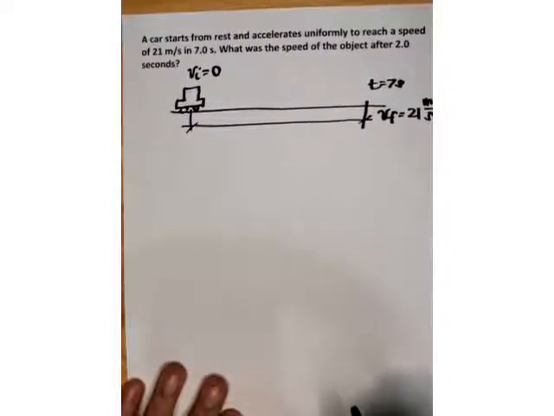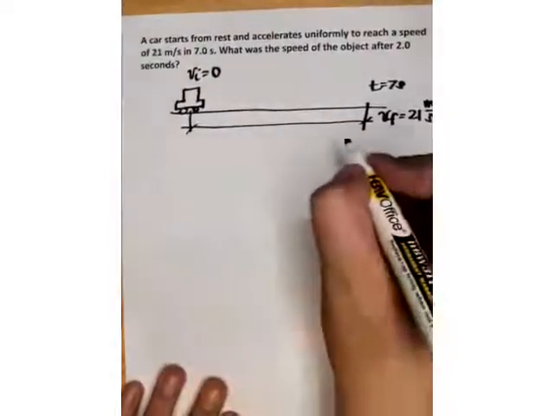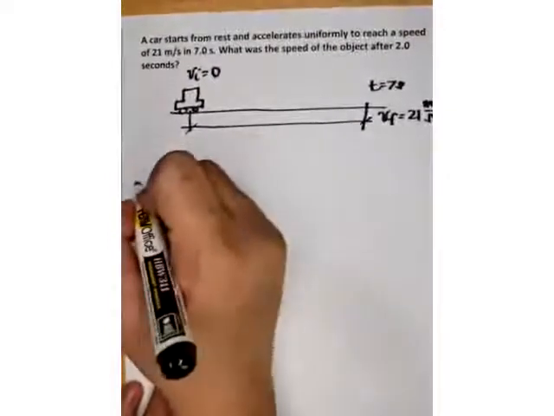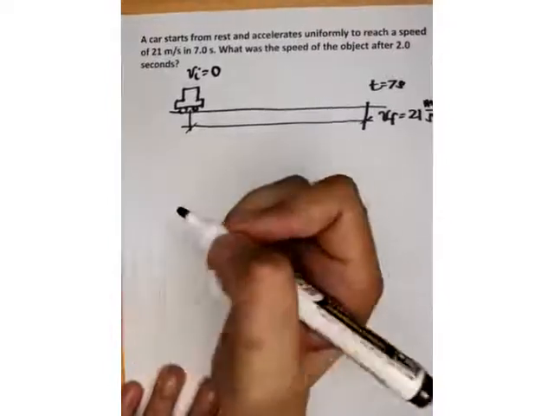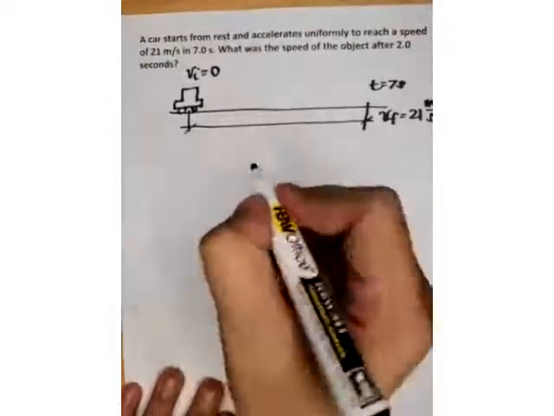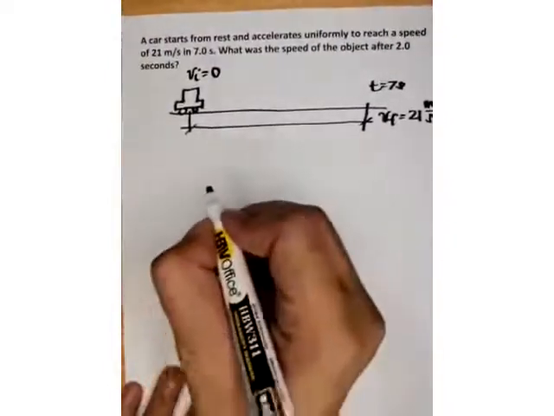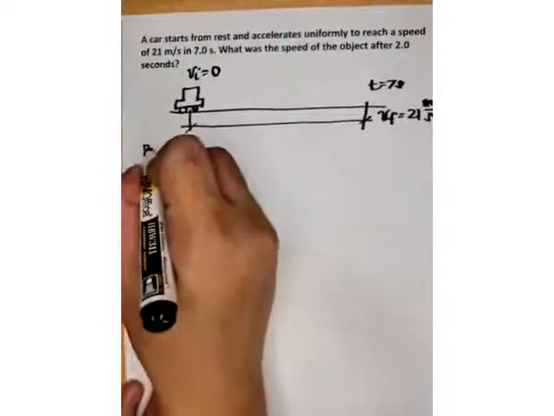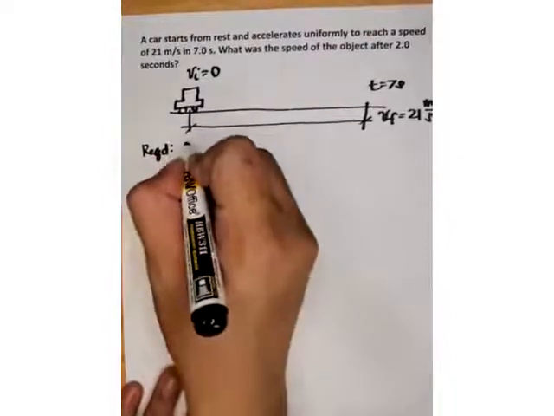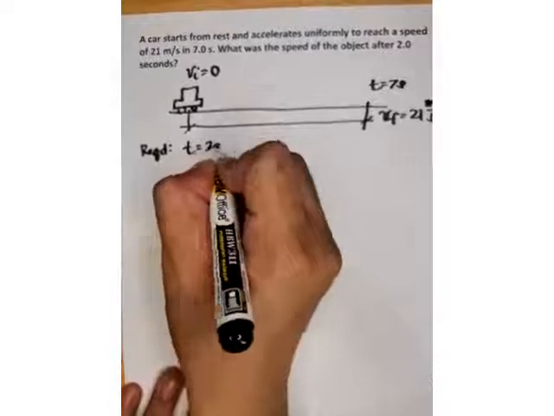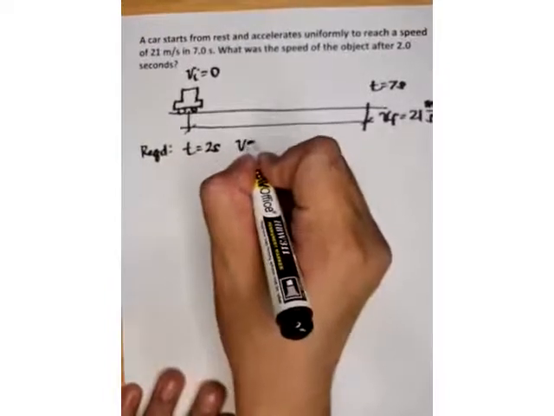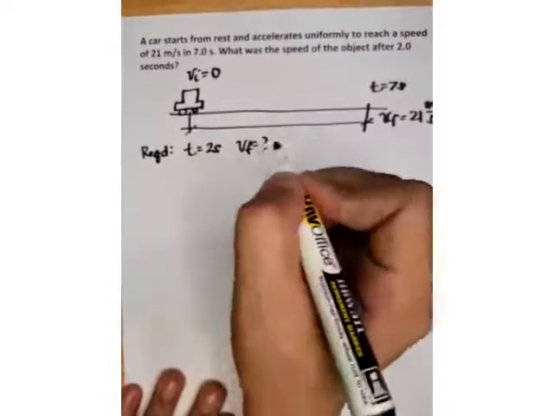The next example is a bit harder. Anyway, the question is: at t equal to 2 seconds, what is the final velocity?